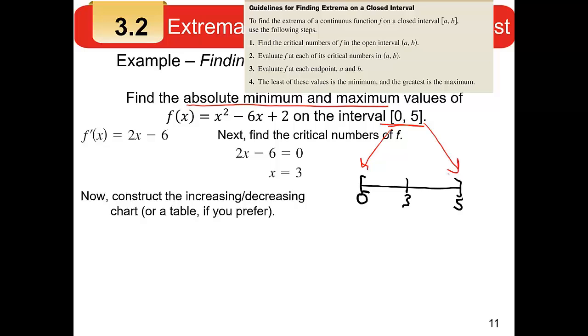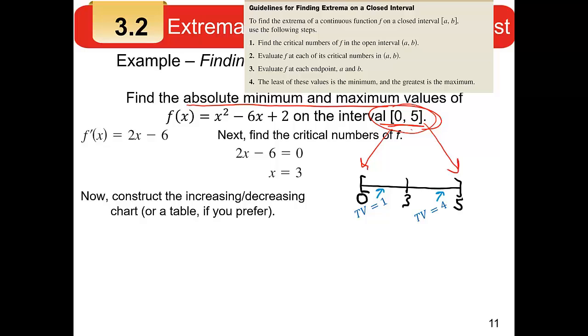But once you get that increasing decreasing chart drawn correctly, as I have done here, you go back to the same thing we were doing earlier. You want to take a test value in each interval, and remember, it's got to be between 0 and 3. You can't jump outside that interval because we're only interested in values between 0 and 5.